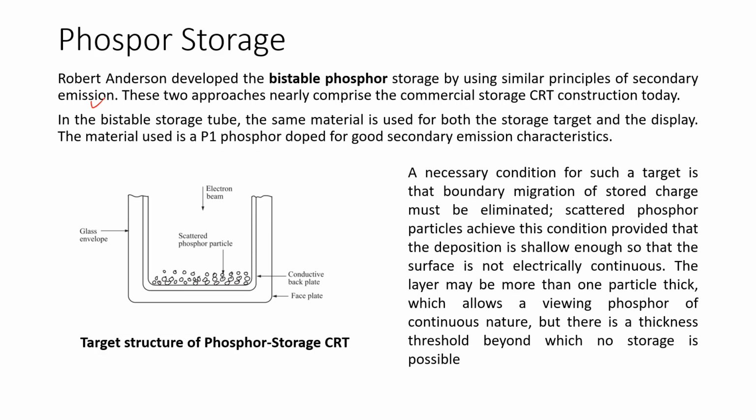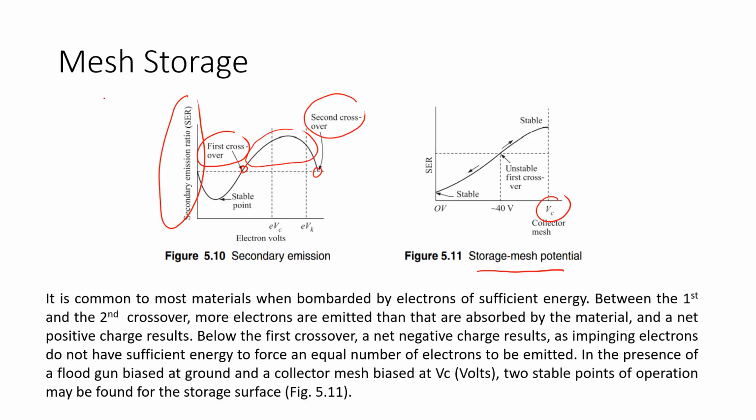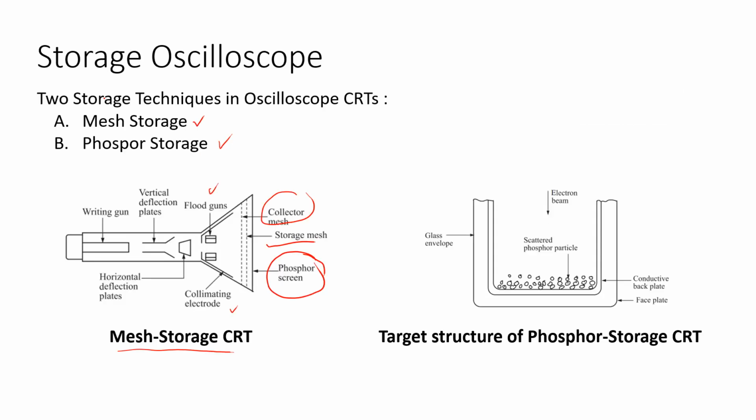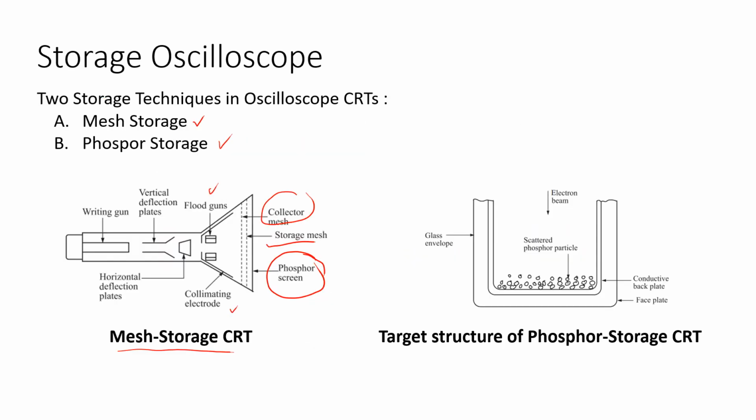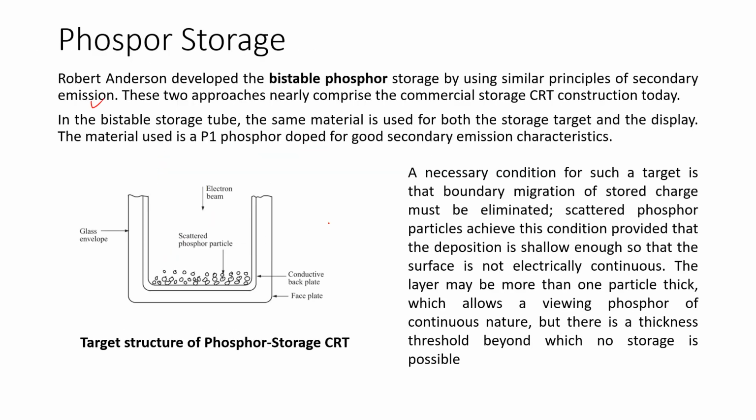So we can see here in the bistable storage tube, the same material is used for both the storage target and the display. The material used is a P1 phosphor doped for good secondary emission characteristic. So basically the phosphor storage and also the mesh storage have a similar principle and also similar block circuits.